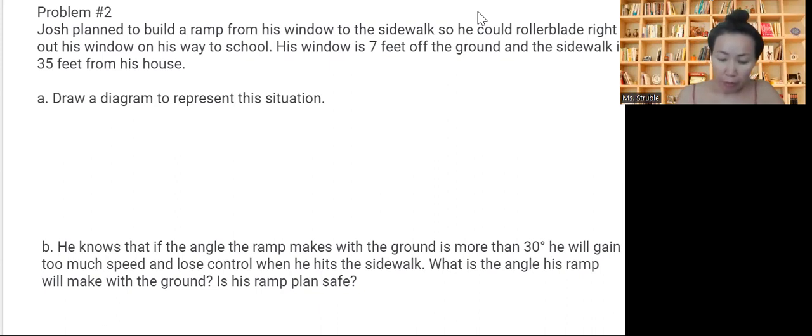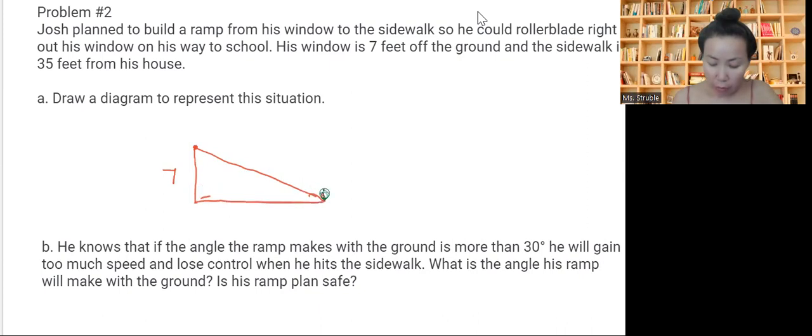So he wants, let's just say that he wants to be able to build a ramp from his window. So that's his window, and this is going to be a ramp. And it says that his window is 7 feet off the ground, right? So this is his window, and that's 7 feet off the ground, and the sidewalk is 35 feet from his house. So this is what the ramp is going to look like.